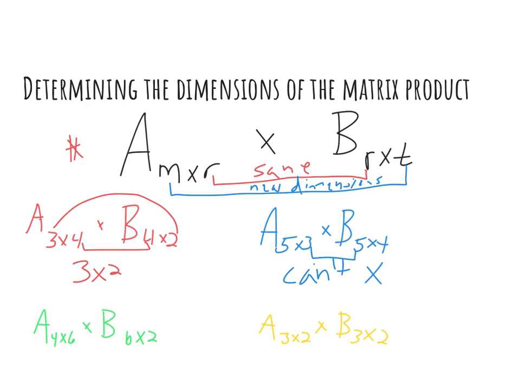Go ahead and pause the video and find the dimensions of the last two, if they exist, before hitting play and seeing how you did. For the one in green, you'll notice that the two numbers that we need to be the same are the same. They're both 6. So our new dimensions are going to be a 4 by 2 matrix, because that's what the outside two numbers are, 4 and 2. For the one in yellow, the two numbers we need to be the same are not. One's a 2 and one's a 3, so we cannot multiply them together.